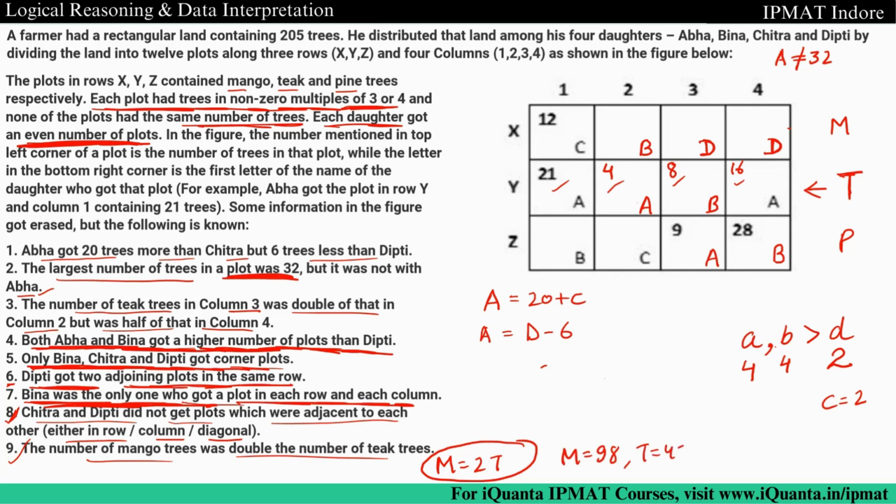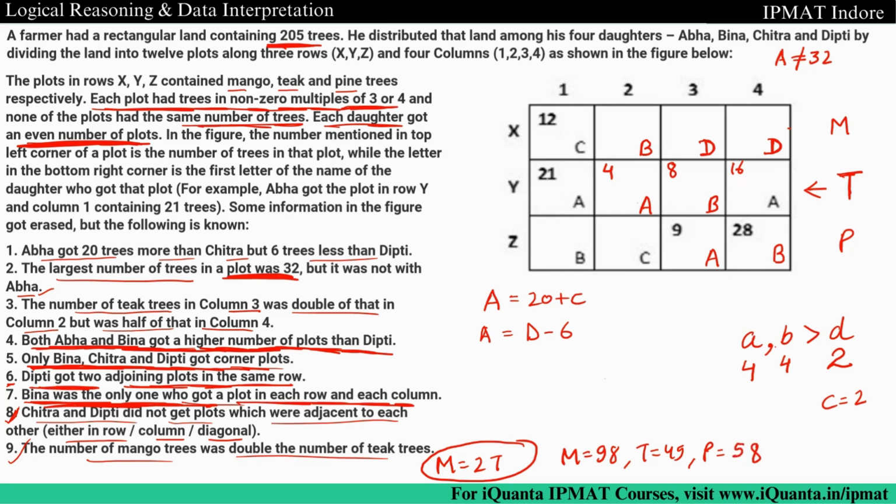Teak trees are 49. So that will give us the total number of pine trees as well, because the total number of trees was 205. So 98 plus 49 becomes 147. So 147 plus something should be equal to 205. So that means pine trees should be equal to 58.